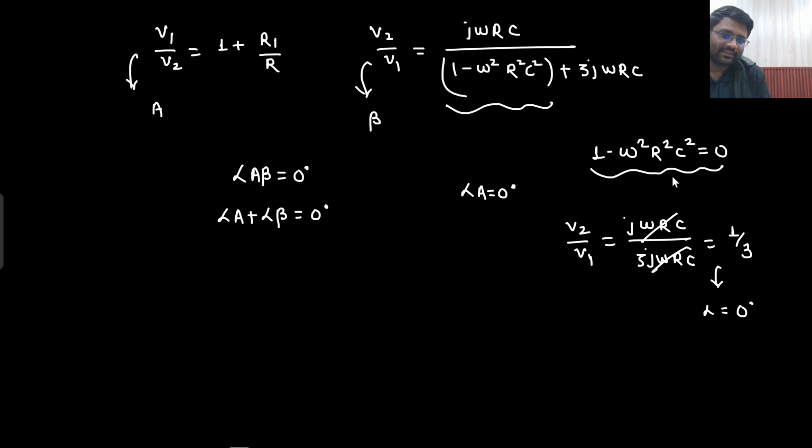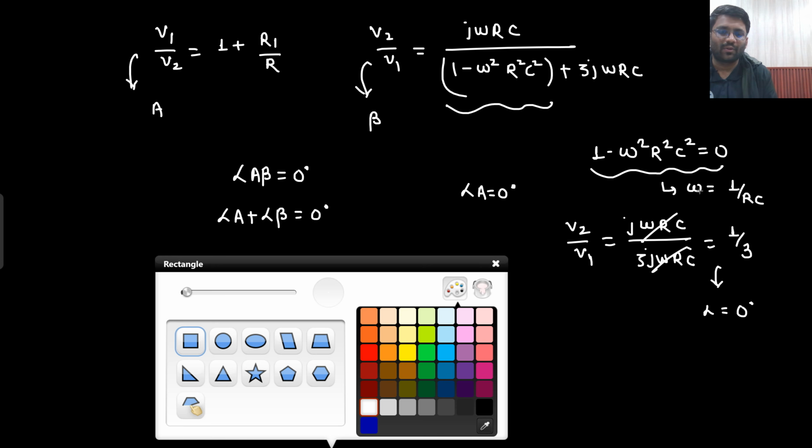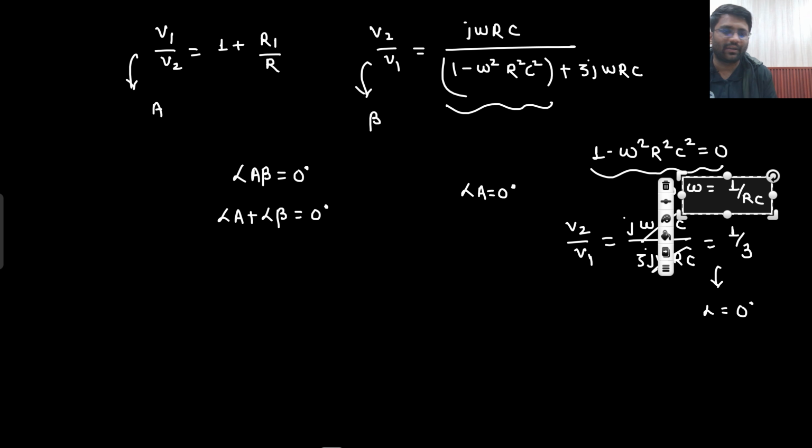So from here, the omega value is coming out to be 1 by RC, because omega square R square C square would be 1. So the frequency of oscillation is 1 by RC. This is the first condition we are getting. Now when the frequency of oscillation is 1 by RC, what was the value of beta? The value of beta you have got to be 1 by 3.